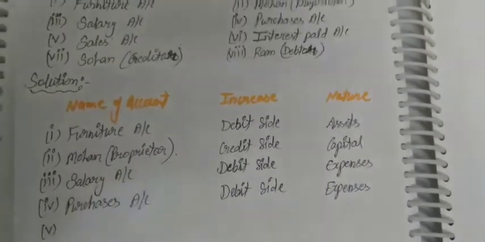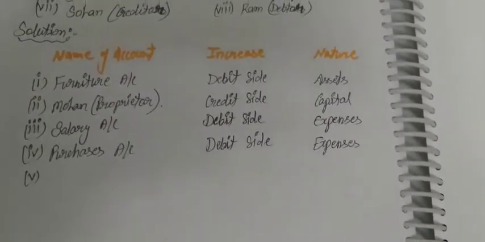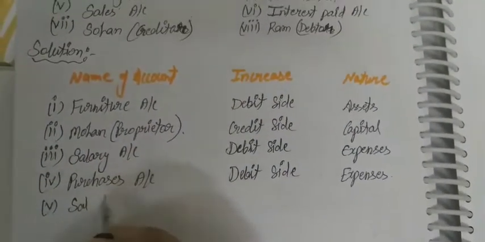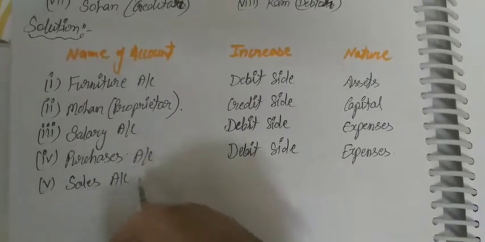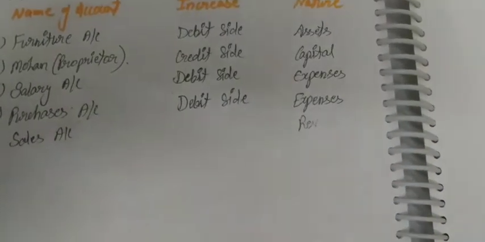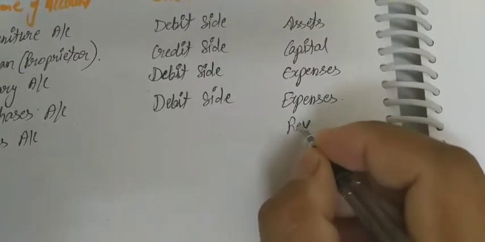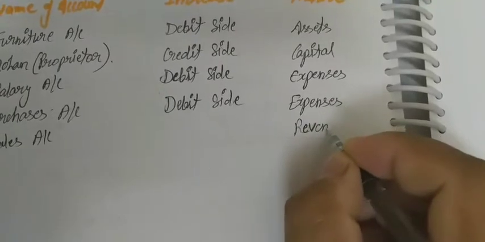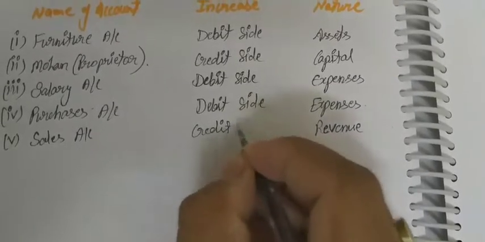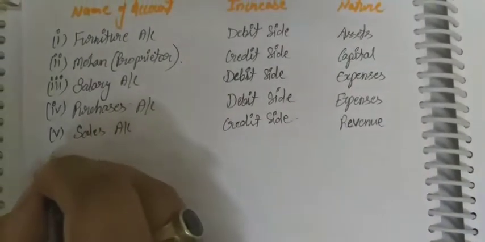Next one is sales account. Sales account is income, and it is revenue. It is a revenue for the business. So revenue always increase in credit side.